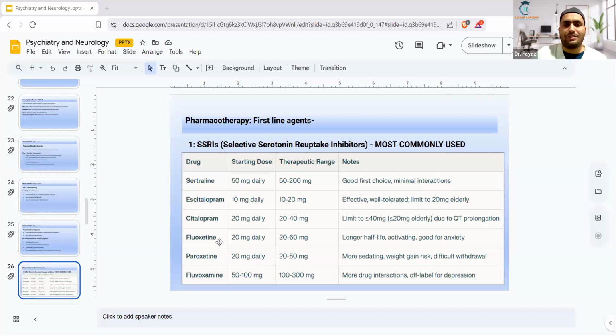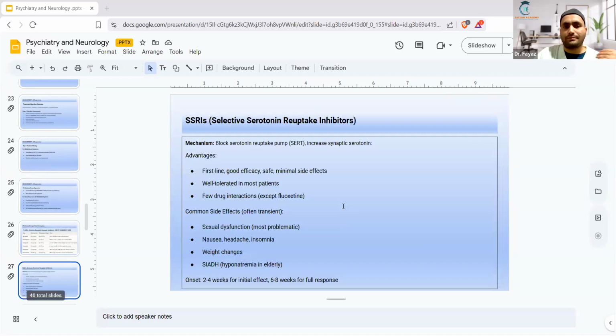Fluoxetine is a safe choice for adolescents and teenagers. Paroxetine is safe during breastfeeding. Fluvoxamine, it has a lot of interactions. It is not used in most cases. In some cases, it can be considered. That is beyond the level of this class.